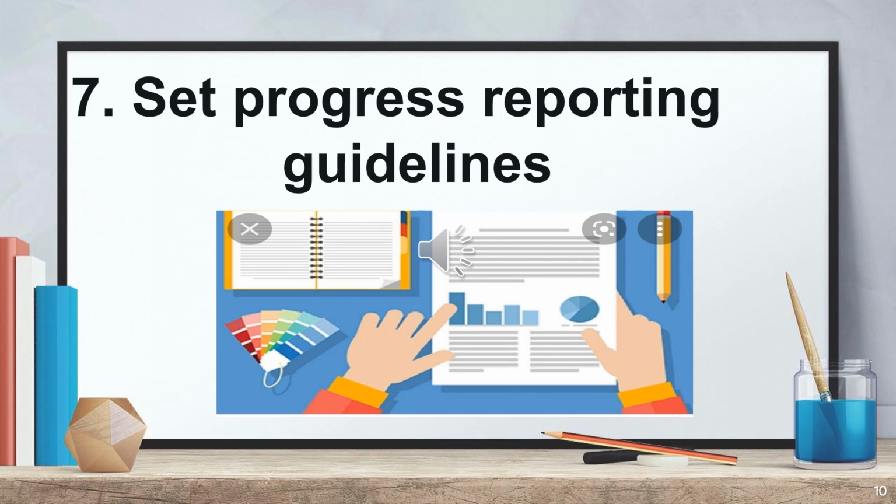Next, number 7, set progress reporting guidelines. This can be monthly, weekly, or daily reports. Ideally, a collaborative workspace should be set up for your project, online or offline, where all parties can monitor the progress. Make sure you have a communication plan.